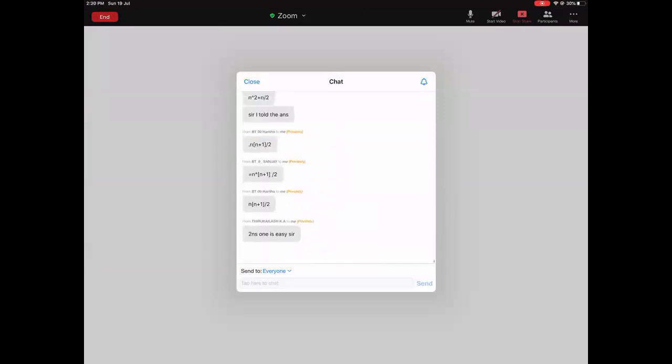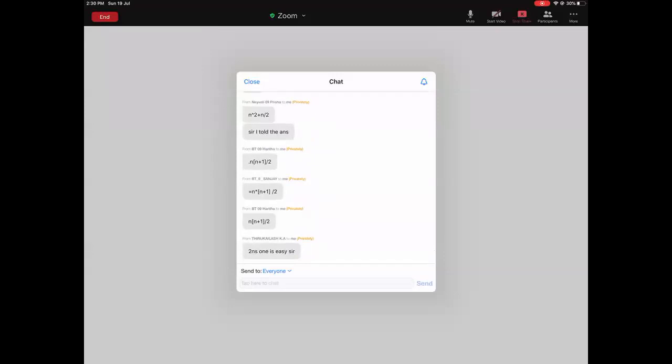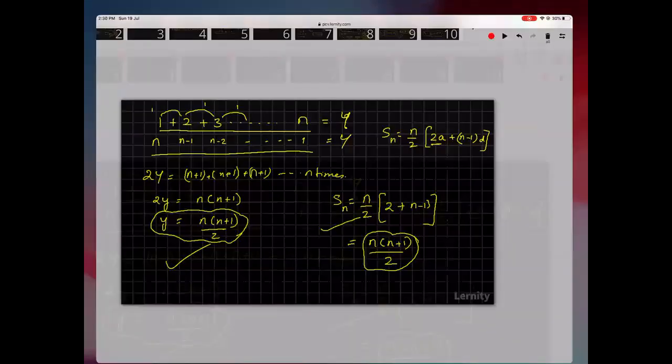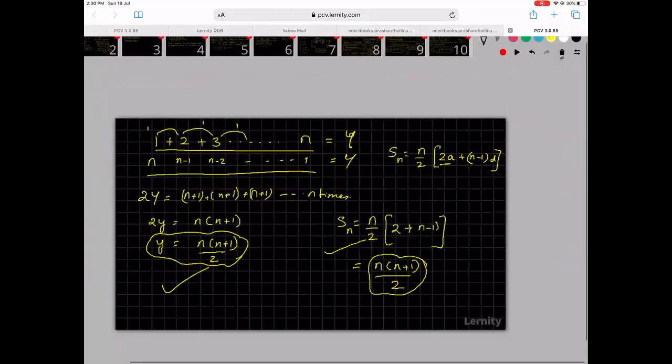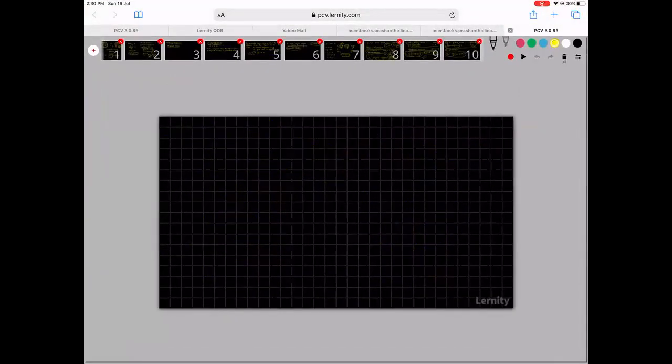So the second one is easy. Okay, no problem, whichever is easy for you. If it is clear, then let us move ahead. We'll just recollect what it is that we have learned.